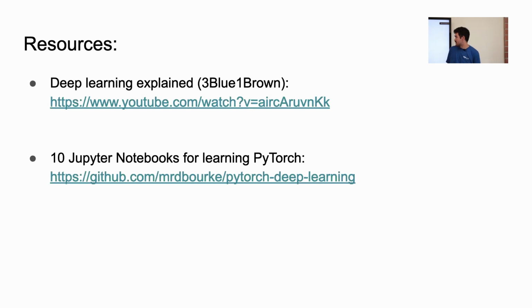Nick has mentioned 3Blue1Brown. I think that this Deep Learning Explained series was really good for me for visualizing how neural network training works. And then also for learning PyTorch, there's this really great resource on GitHub that has 10 Jupyter notebooks you can follow along with, and there's a lot of background for each of the exercises that it leads you through.